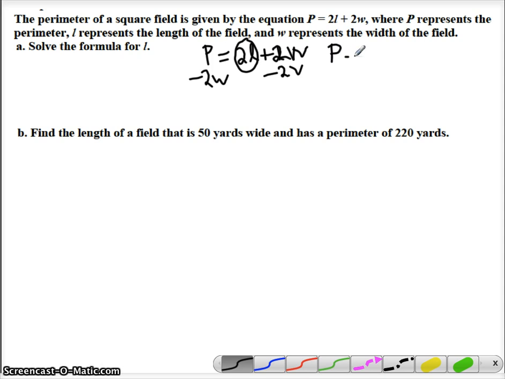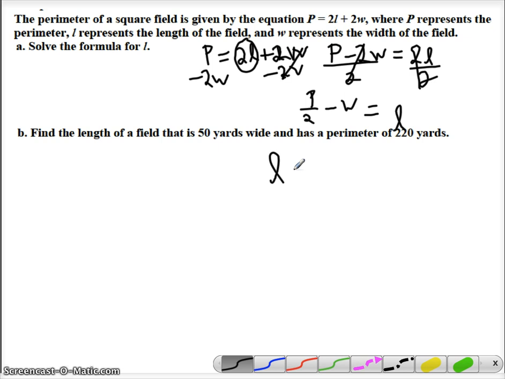So P minus 2W equals 2L, and then divide by 2. So when you divide this side by 2, you need to divide both. P divided by 2 minus, the 2's cancel, so minus W. Okay, so L equals P divided by 2 minus W. There you go.